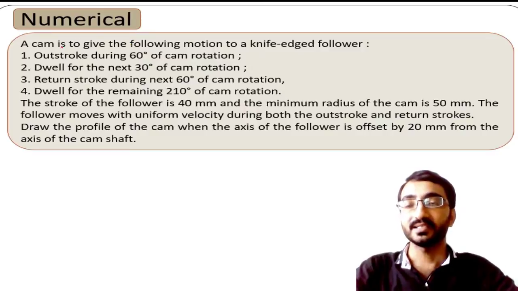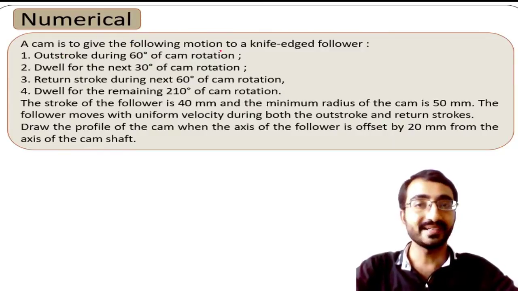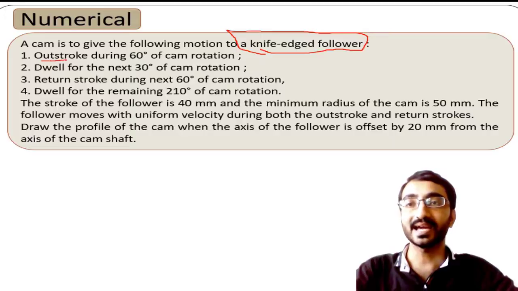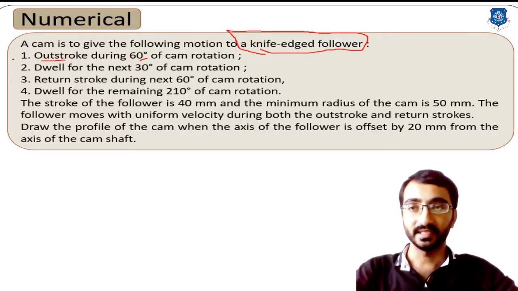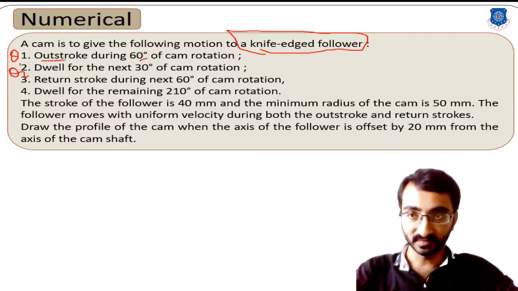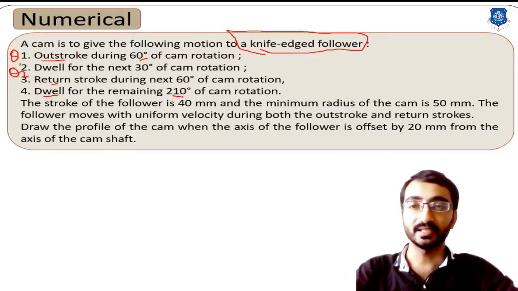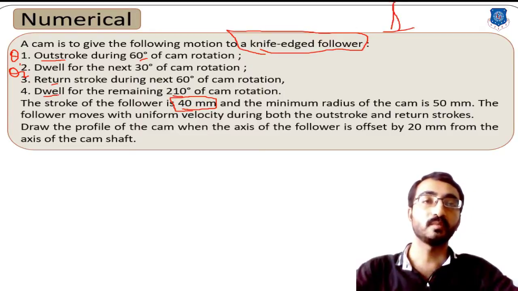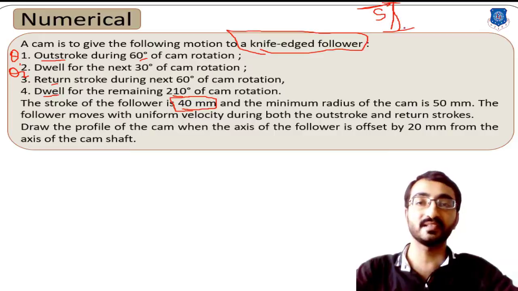In this numerical, it is given that a cam is to be given the following type of motion to a knife edge follower. So the first data that is given, type of follower, that is knife edge follower. Outstroke, or we can say rise, during the 60 degree, that is your theta 1, dwell 30 degree theta 2, then return 60 degree and rest of the dwell, that is for remaining 210, that is your theta 4. Now the stroke of the follower is 40 mm. So we can say that the displacement, or we can say the bottommost position to the topmost position, if you measure the distance, then it is stroke that is given as 40 mm.